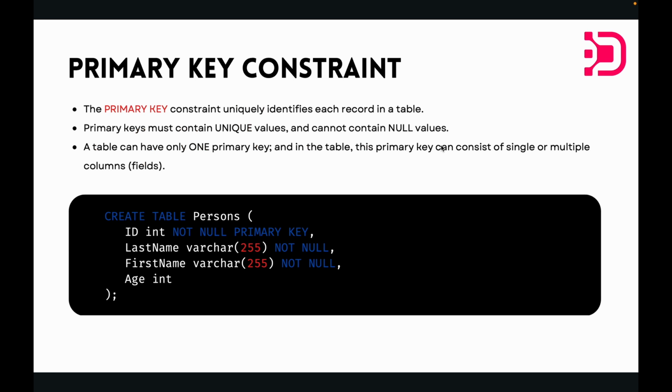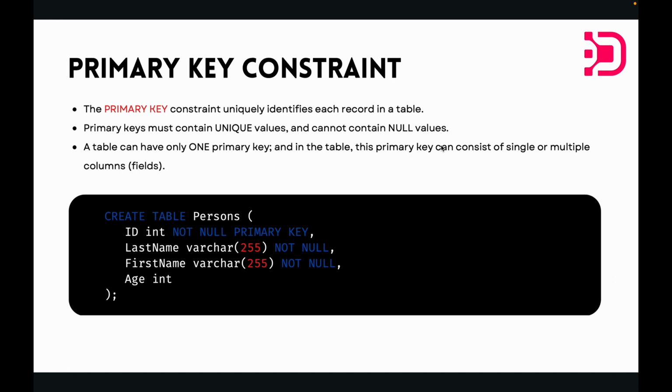So the primary key constraint uniquely identifies each record in a table. So each row of data can be uniquely accessed by the record stored in the primary key. So primary keys must contain unique values and they cannot contain null values. So a primary key by default will have a not null and a unique constraint attached to it, but only one column in a table can be a primary key. So that is why we also have the unique and null constraints available to us.